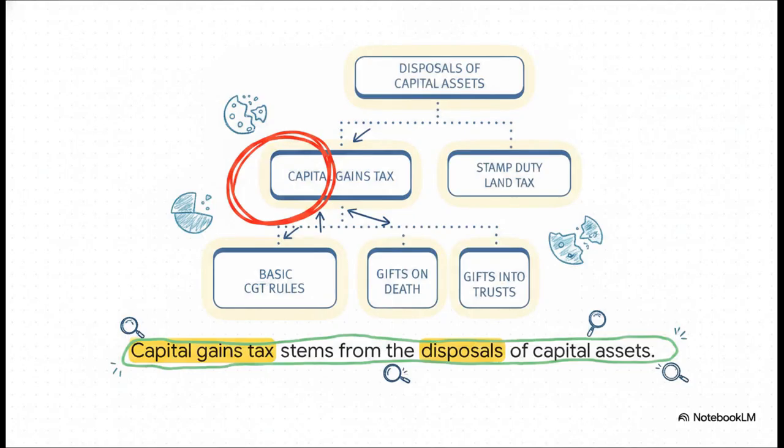Before we get totally lost in the weeds, let's quickly frame where capital gains tax actually fits into the broader picture of disposing of capital assets. When you dispose of a capital asset, it branches out into different tax considerations. We are laser-focused on that left branch, capital gains tax, and specifically the basic rules that apply when you aren't selling the whole thing, but just a part of it.